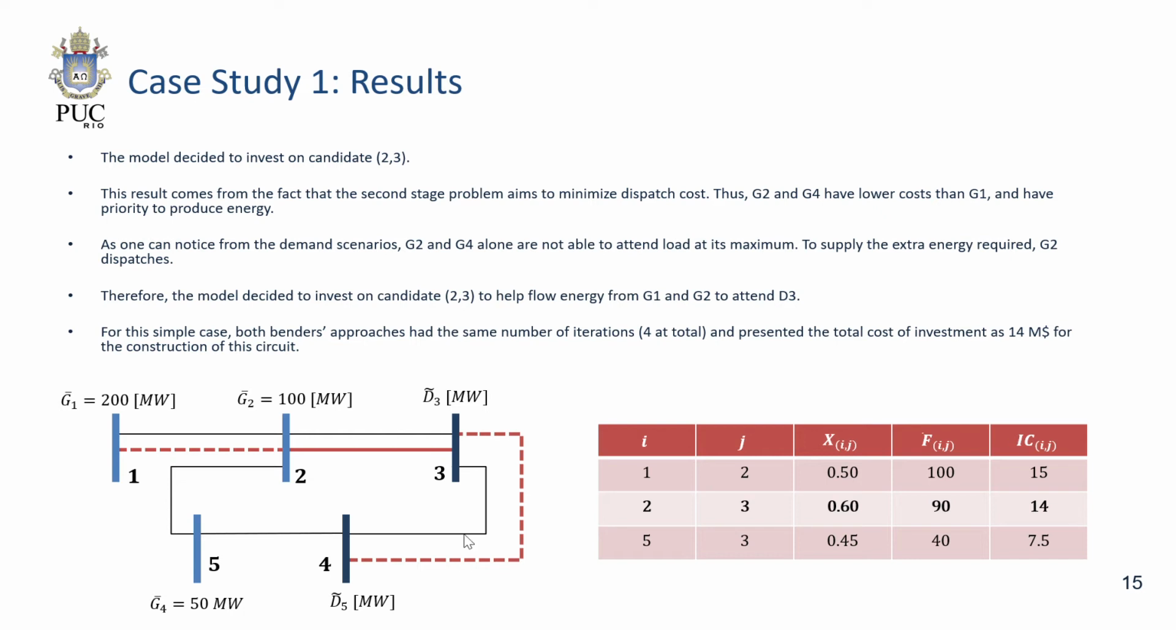And to properly dispatch and attend demand, the model saw that it was necessary to build the line from 2 to 3, so it could properly attend demand and it wouldn't pay the penalty of deficit. And in the end, the cost of investment was the cost of the circuit, which is $14 million.